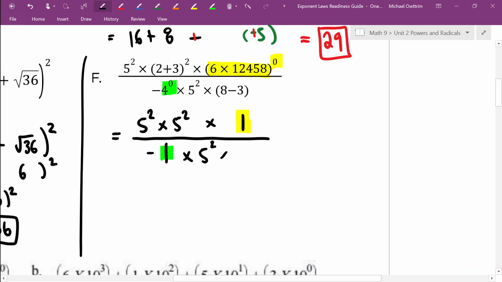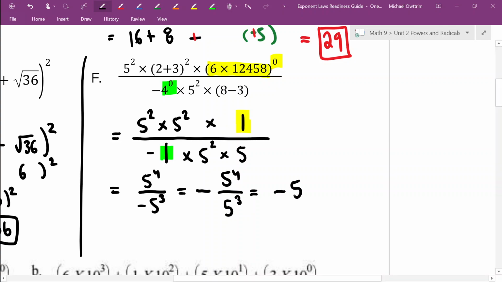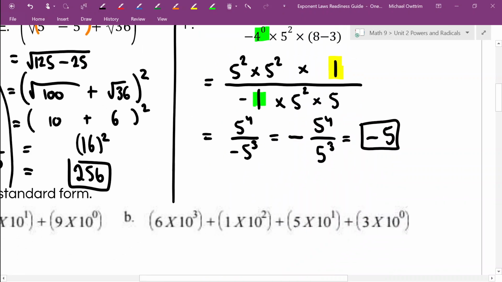And then this is 5 squared times 8 minus 3 is 5. So let's use a bit of exponent laws here to help us out. So 5 squared times 5 squared is 5 to the 4, times 1 is still just 5 to the 4. Here we've got our negative 1 times 5 squared times 5, so that's negative of 5 cubed. Now remember from your first unit that when you have a negative in a fraction, you can put that negative in any one of 3 places, including out front of that fraction. And that's what I'm going to do here. Oops, sorry, that's a 5 cubed. Now that 5 to the 4 divided by 5 cubed is just 5 to the 1 by the quotient of powers law. This is just negative of 5 to the 1, or just negative 5.